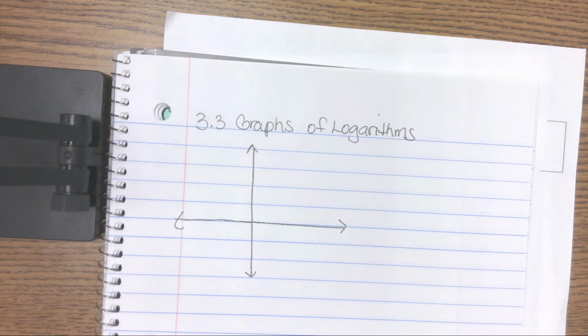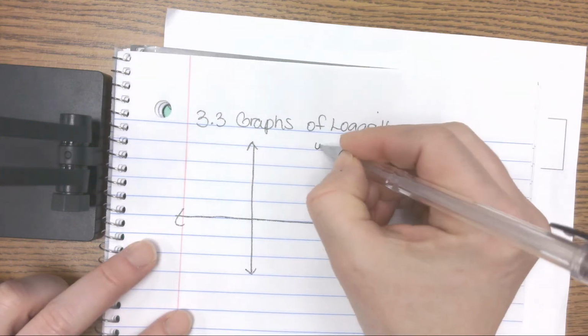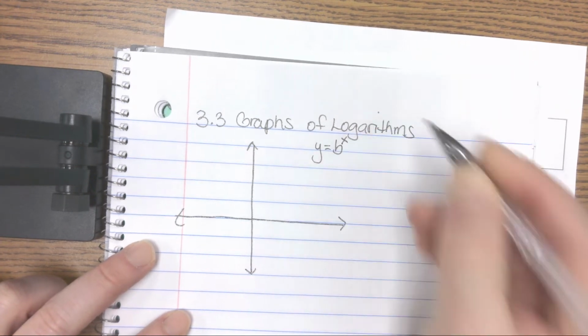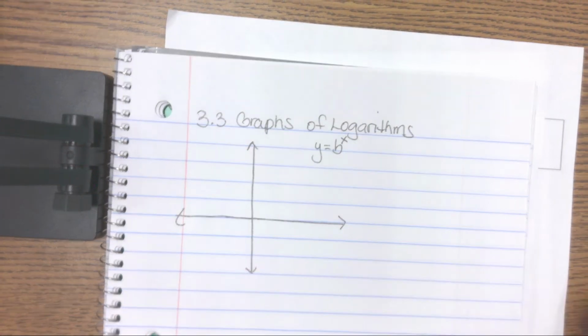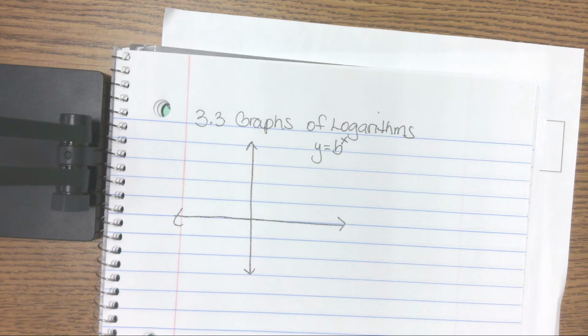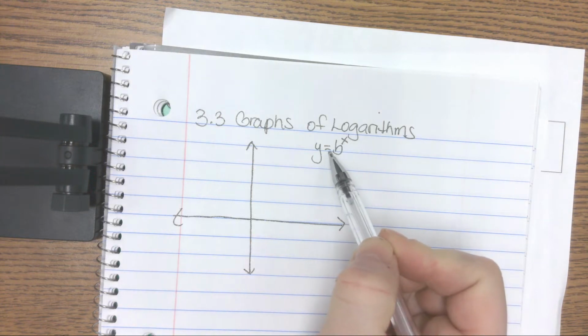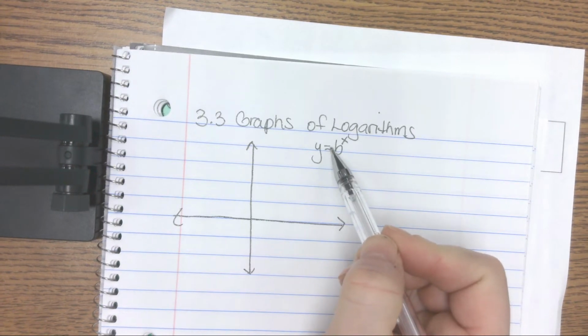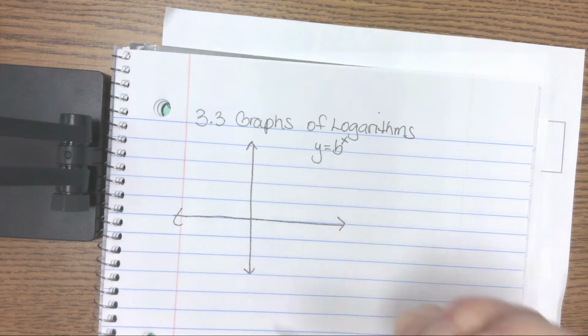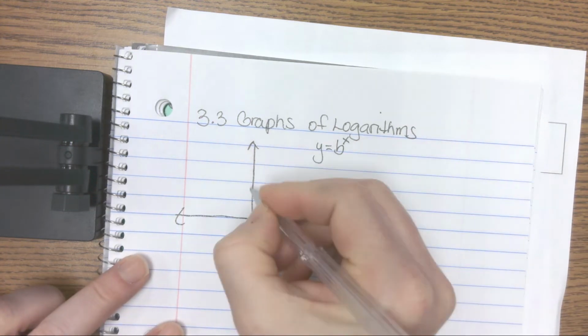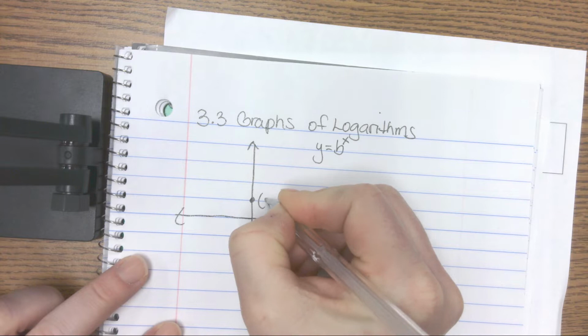And let's write y equals b to the x exponent. Okay. If we were graphing that, notice there's no a in front, right? Do you remember what we said a was when that happened? 1. So if we were graphing y equals b to the x, it would go through the point 0, 1.